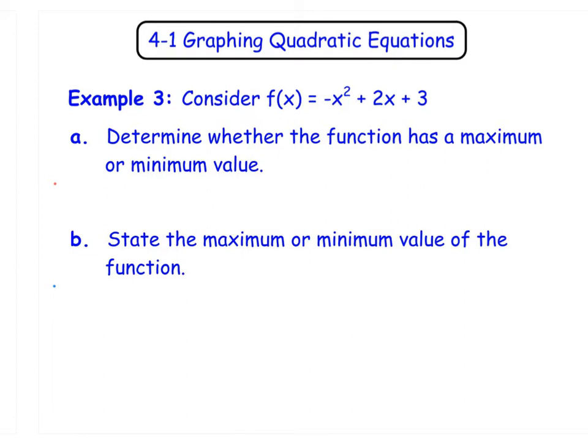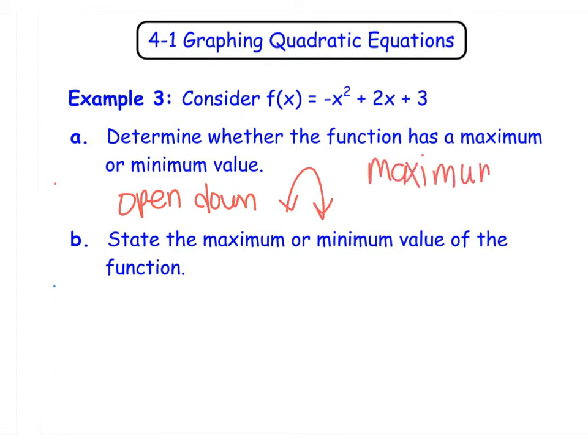Okay. So the first part says determine whether the function has a maximum or minimum value. So we need to look at our equation, and what determines that is our a value. Since a is negative, that means it's going to open down, which means we're going to have a maximum value. So you will need to explain why it has a maximum or minimum value. So you can say, because a is less than 0, a is equal to a negative number, it's going to be a maximum.